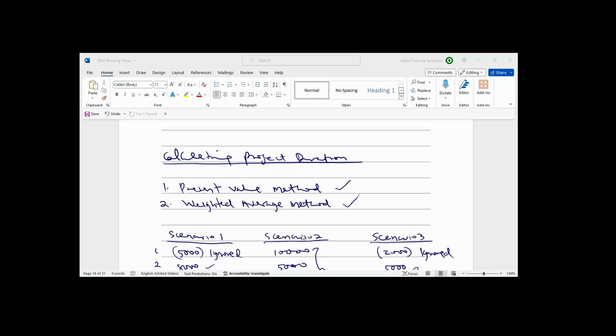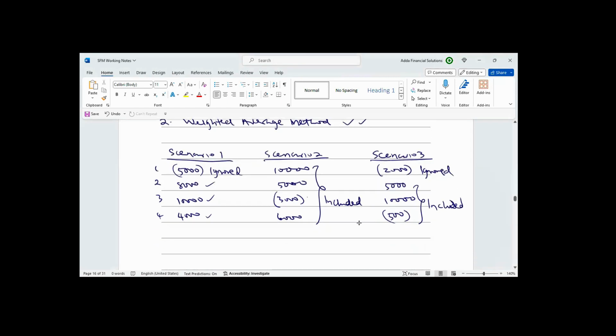But the only thing is that the project duration makes use of present value, whereas the normal payback period does not consider present value in its determination. And not only that, the method you are going to use to compute project duration is different from the method you use to calculate normal payback period. When you want to calculate project duration, there are two methods you can use: the present value method or the weighted average method.